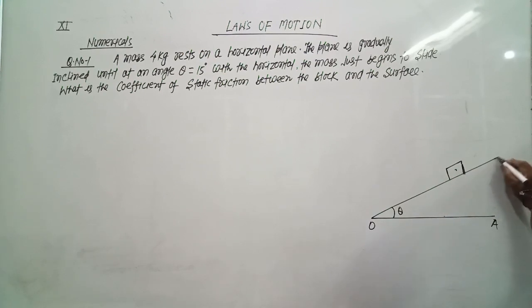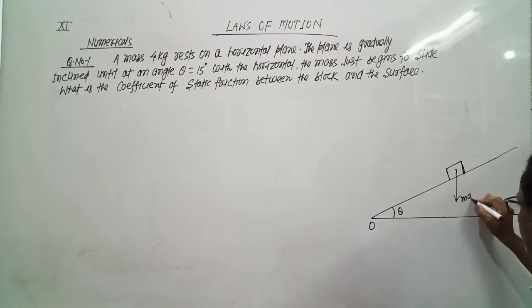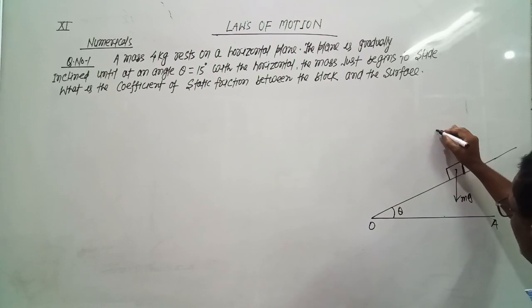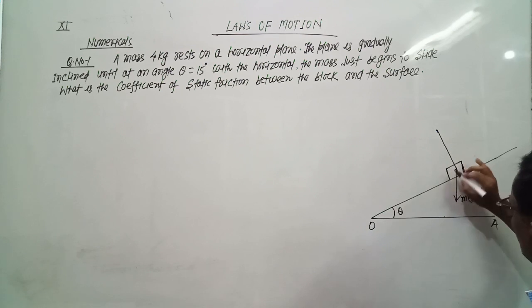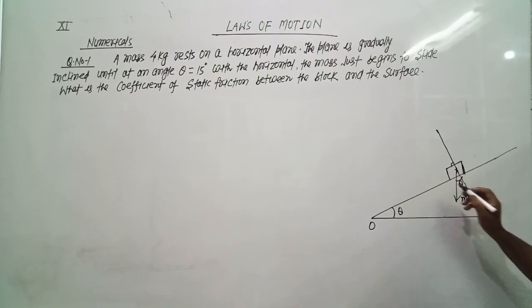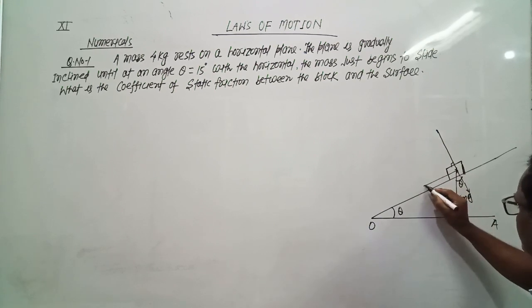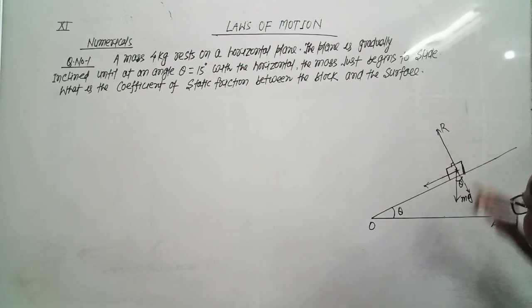So the weight of the mass lies vertically downward, and the normal direction is perpendicular to the plane, 90 degrees. This angle is theta, then this angle will also be theta, and there must be two components of mg. This is the normal direction R, and the mass is sliding down.